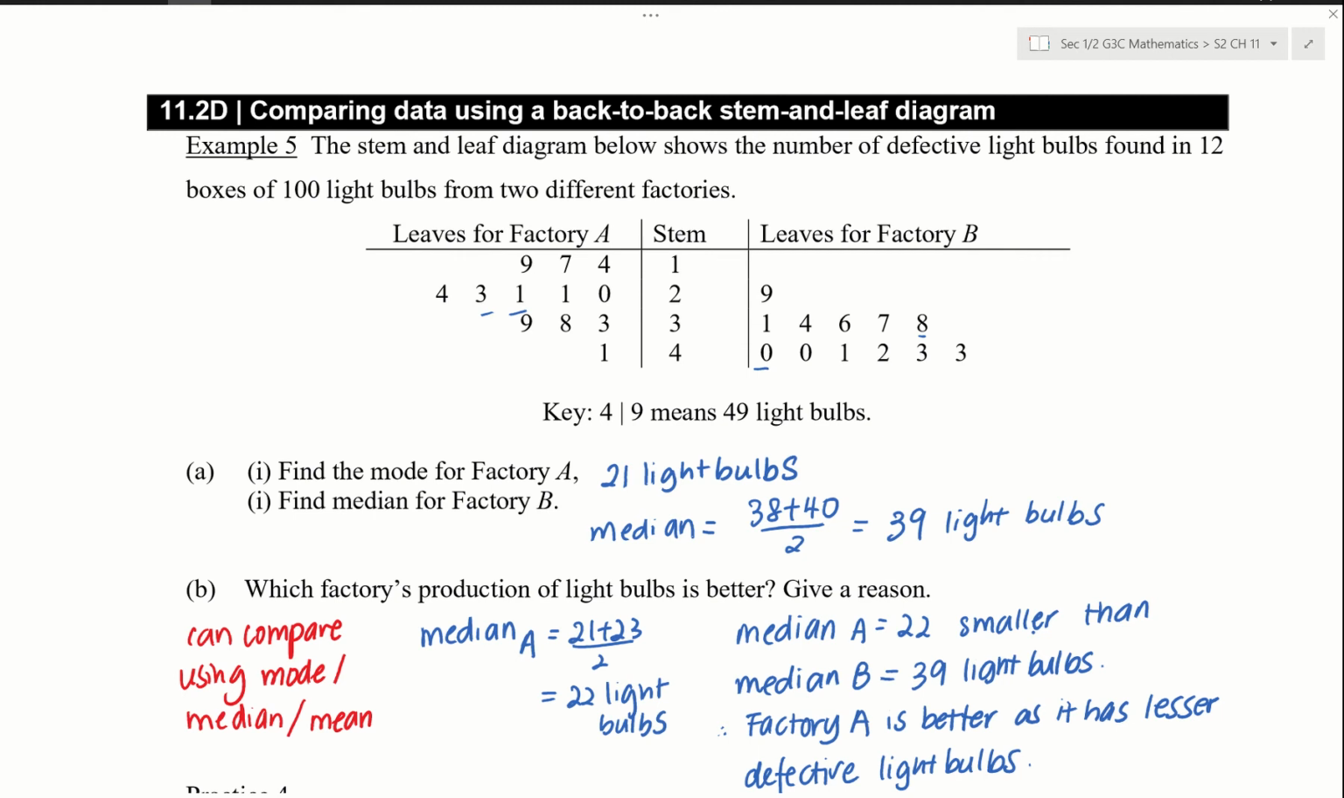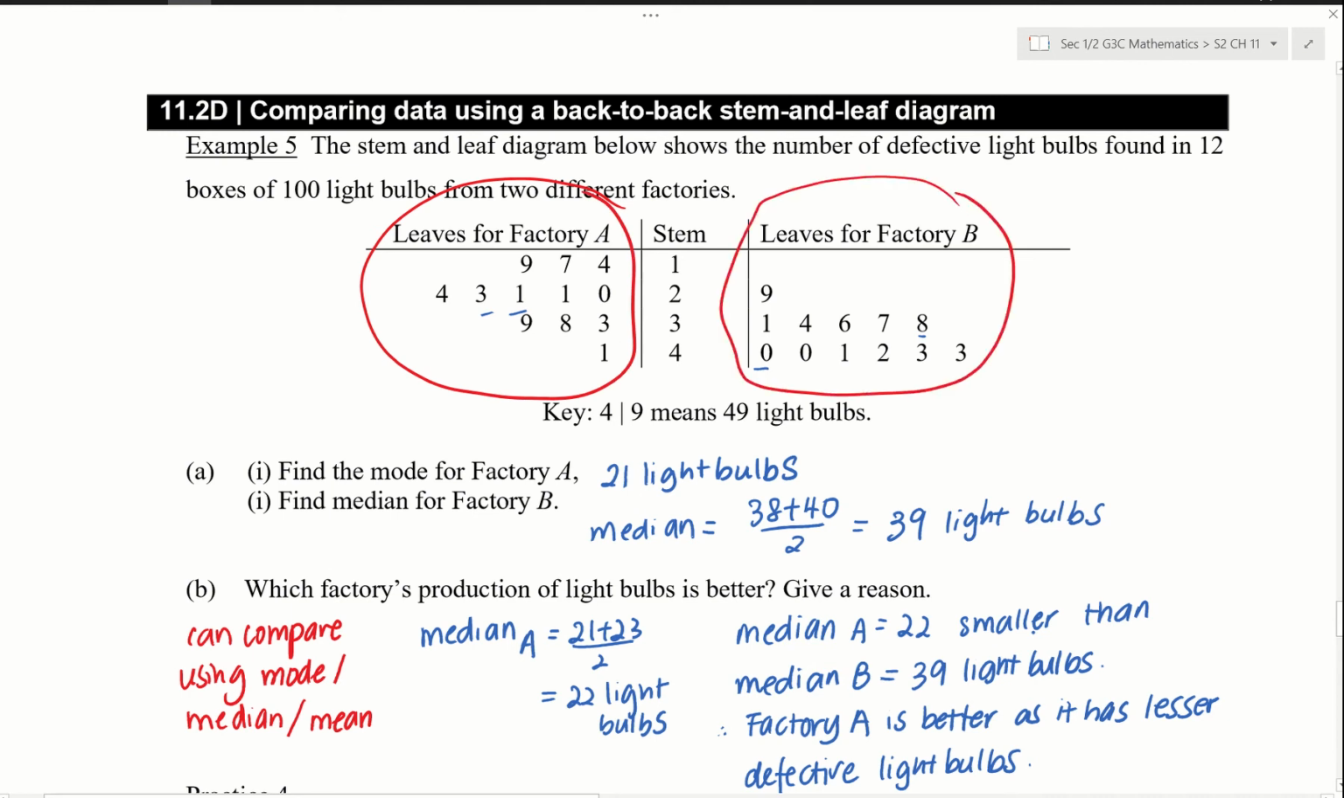So this is called a back-to-back stem and leaf diagram. On one side, we have the leaves for factory A. On the other side, we have the leaves for factory B. You see that this is quite a neat way to combine data. Of course, we only need to write the stem once. Instead of drawing 2 separate stem and leaf diagrams, 2 separate dot diagrams, or listing everything out, we combine everything over here.